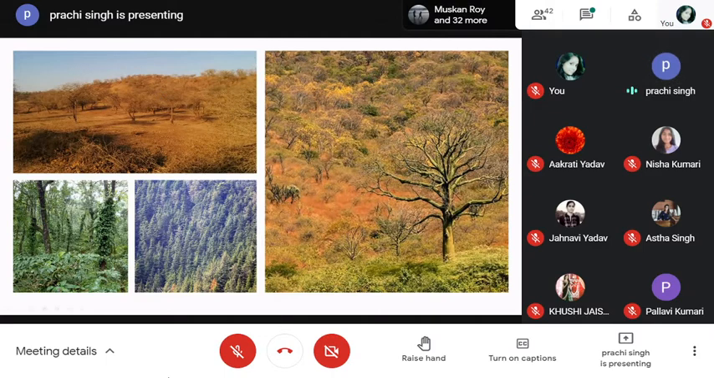Okay. Now this picture in the center is also an example of dense forest, but these are your coniferous evergreen forests, and they are mostly present in mountainous regions. Okay. So is it clear? Is this picture clear?